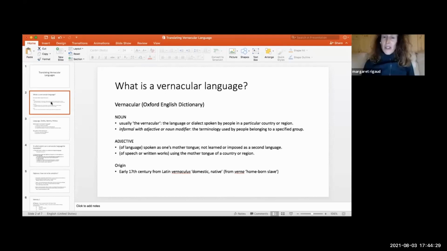So the dialect or language spoken by people in a particular country or region. So also an emphasis on orality as opposed to a written language, and then also on a language that is very situated, and in this case, situated geographically. Then informal with adjective or noun modifier, the terminology used by people belonging to a specific group. So the two are related, but it's a slightly different emphasis. Here, the emphasis is on a group of people as opposed to a place.